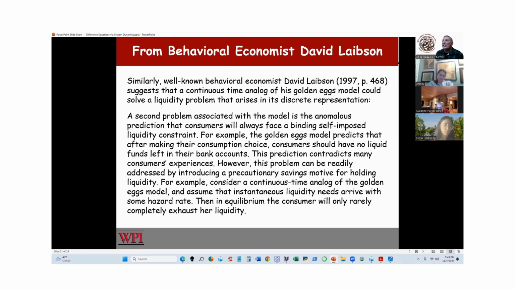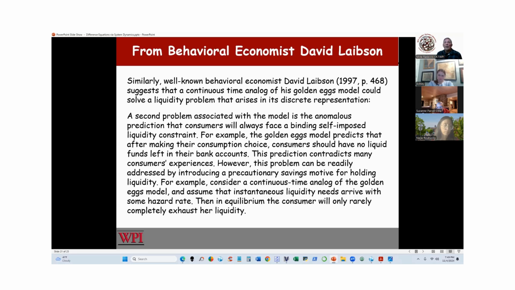What does David Laibson say? He's a Harvard economist who does behavioral economics. So in his famous Golden Eggs paper, here's what Laibson writes. "A second problem associated with this model, the Golden Eggs model, is the anomalous prediction that consumers will always face a binding self-imposed liquidity constraint. For example, the Golden Eggs model predicts that after making this consumption choice, consumers should have no liquid funds left in their bank accounts. This prediction contradicts many consumers' experiences.